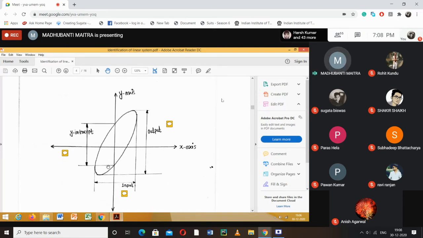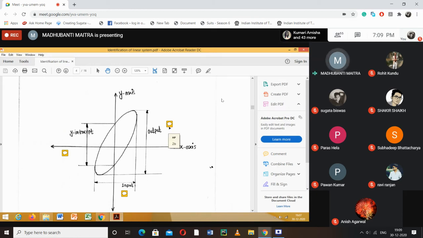Now, in the Lissajous figure, this is the ellipse, and this is the output, peak-to-peak output. So this is 2B. This will give us the magnitude of the output sinusoid.